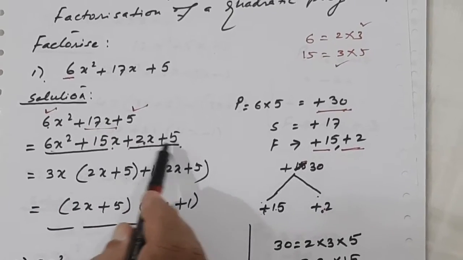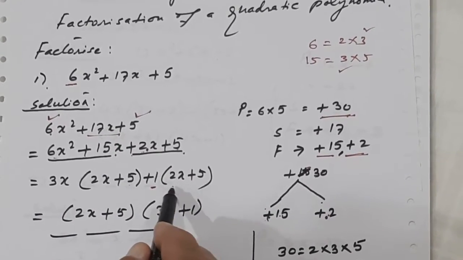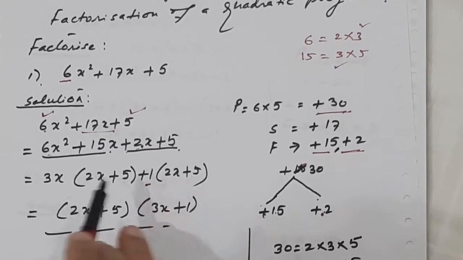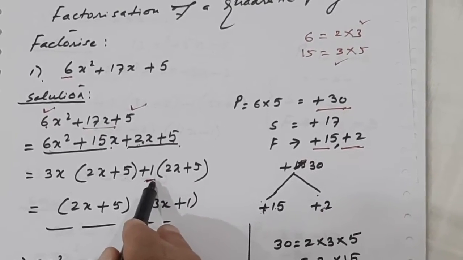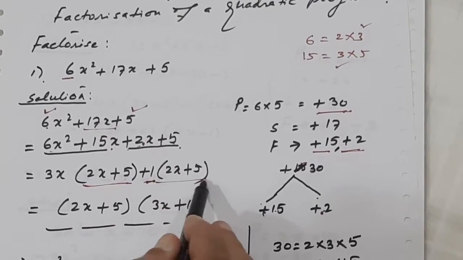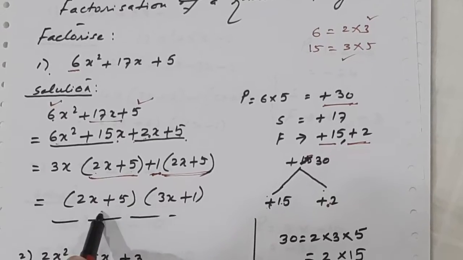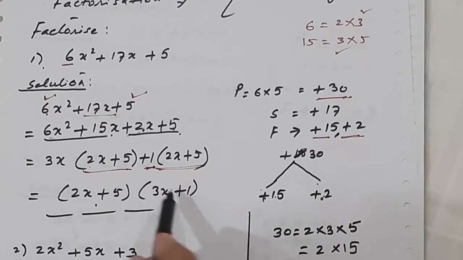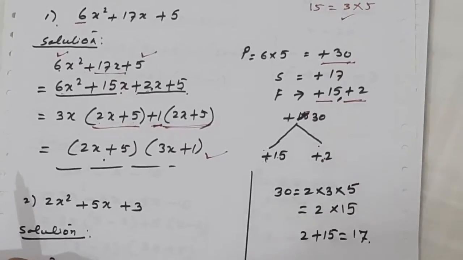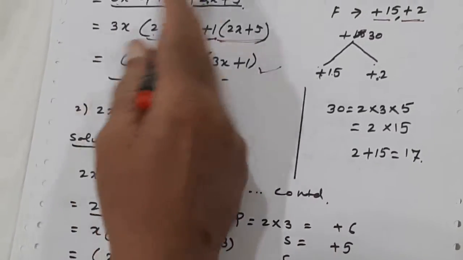And here nothing is common, so 1 is common. Plus 1. Nothing is common means we can take 1, so write the bracket as it is. Again you see that these two brackets are the same. So 2x plus 5 and the remaining two terms in another bracket. Got it, guys? The change is only that it is a into c.